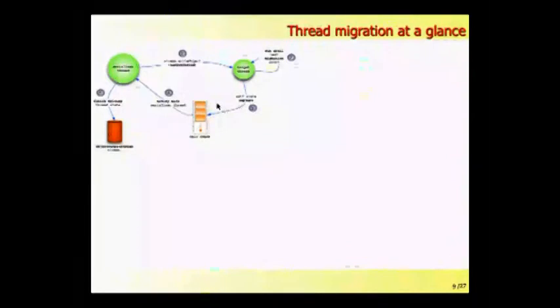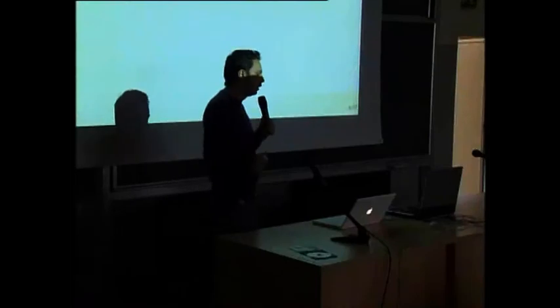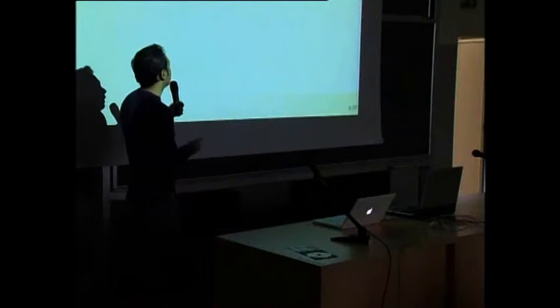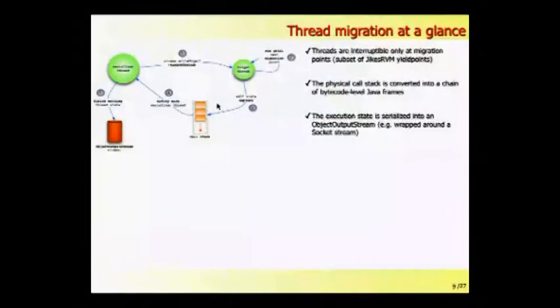Thread migration can happen only at precise migration points, which are a subset of Jikes RVM yield points, and the physical stack, like I told you, is converted into a chain of bytecode level Java frames, and the state can be serialized on another Java virtual machine.